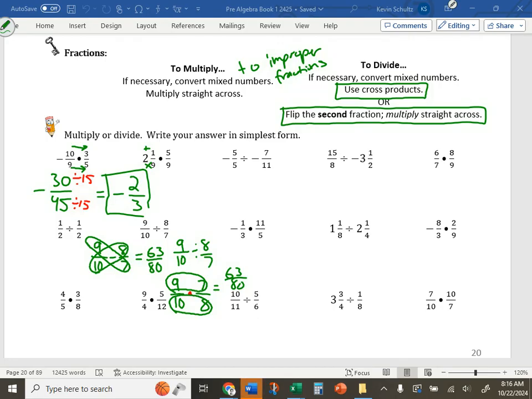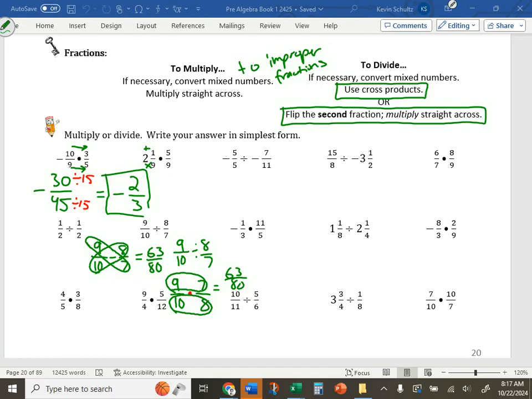So really the difference between these two methods is that if you can visualize the X here, knowing you're going to multiply 9 times 7 and 10 times 8, or if you have to see it, you have to flip that second fraction and see what you're multiplying straight across there. It doesn't make a difference. You get the same answer anyway. Okay? Who consistently uses the flipping method? A few more of you. Okay? Both methods work.